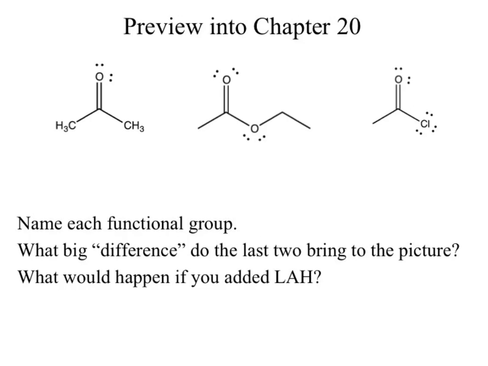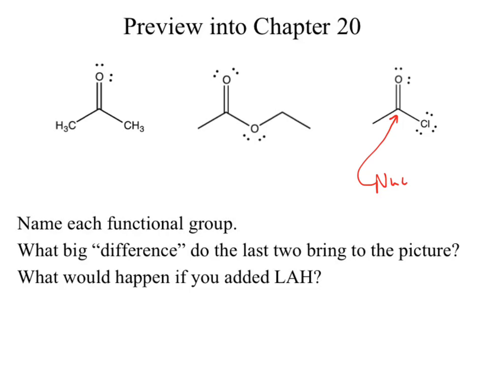Preview into chapter 20. We try to name each of these functional groups. First one. Ketone. Next one. It's an ether and a carbonyl, which becomes an ester. And the last one, I just said it, it's an acid chloride or acyl chloride. Okay. So we've got slightly different functional groups. What is the big difference that the last two bring into this that makes a significant difference in reactivity? Particularly if we look at the last one.